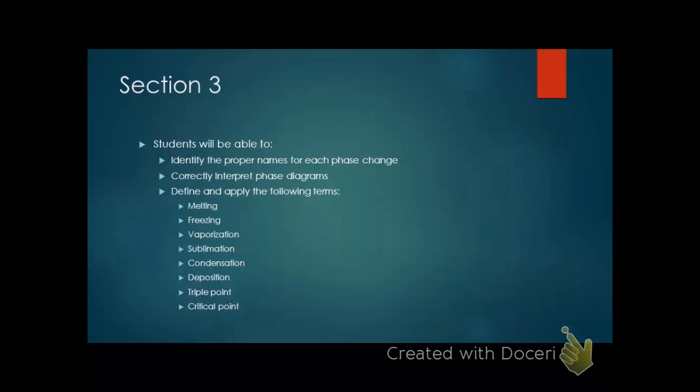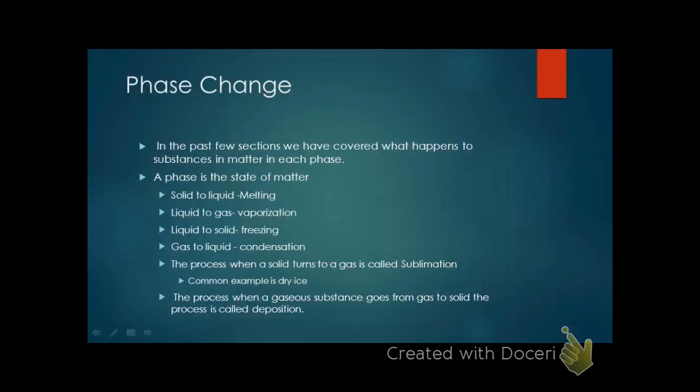But let's get started. Now, a phase change in general is, again, just looking at what happens to the molecules as we go from one state to the next, as we go from a solid to a liquid to a gas, or a gas back to a solid, or different things like that. Some of the basic ones that we've dealt with thus far are solid to liquid, being melting, liquid to gas, vaporization, liquid to solid, freezing, gas to liquid, condensation.